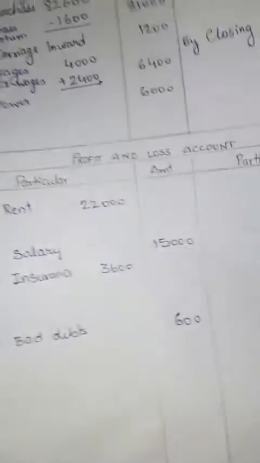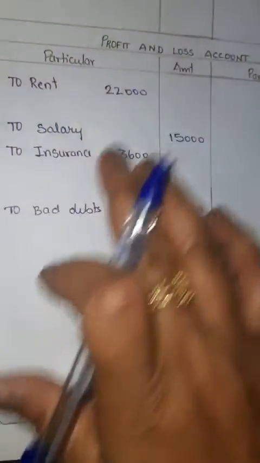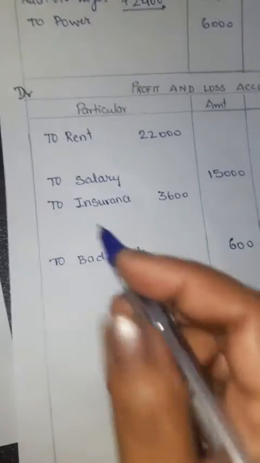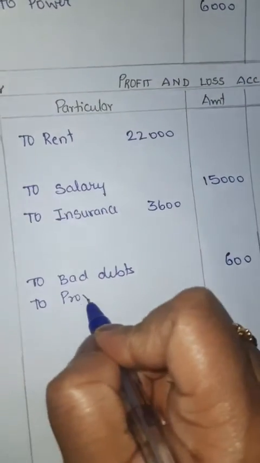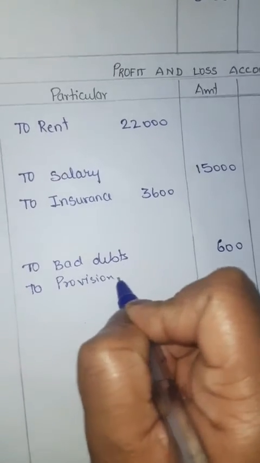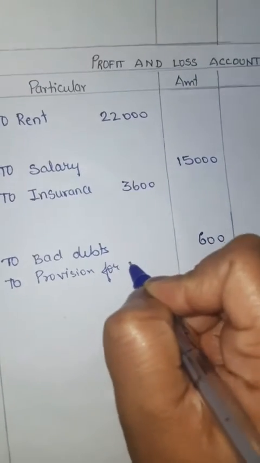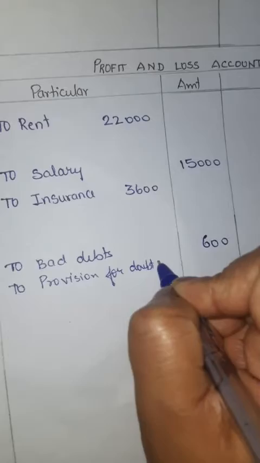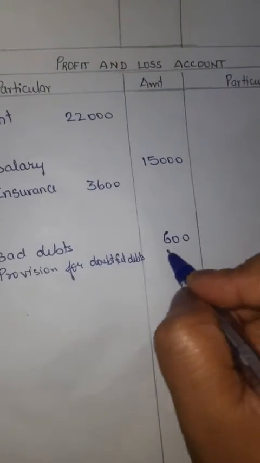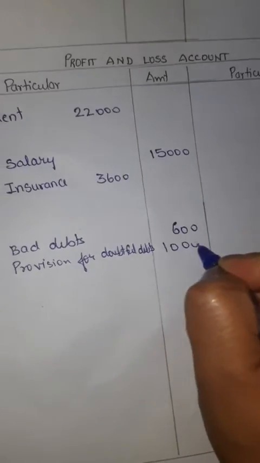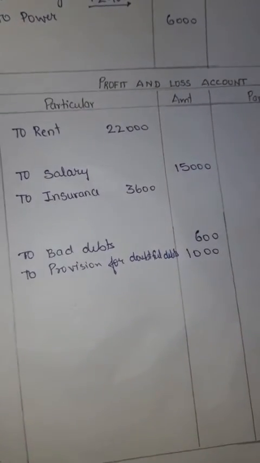This provision for doubtful debts, we have to show the second effect of this adjustment, and that will be shown again in the profit and loss account debit side. To provision for doubtful debts. Okay, and the calculated amount is 1,000. So now it is done.